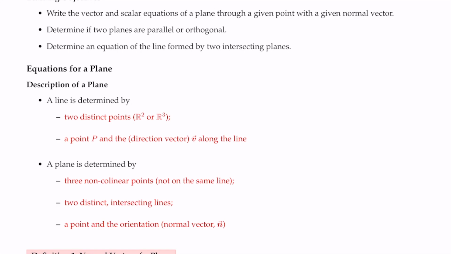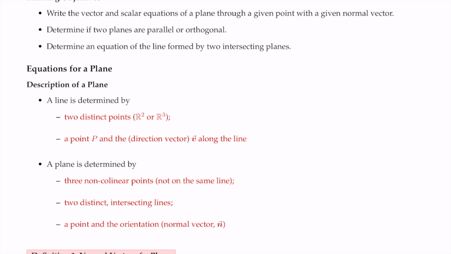Before we go into the plane, I want to briefly talk about a line. A line is determined by two distinct points. This is true for both two dimensions and three dimensions. A line can also be determined by a point and a direction vector along the line. This is what we learned in the last lecture, where we used a point and the direction vector to form the parametric equations of a line, the symmetric equations of a line, and the vector equations of a line.